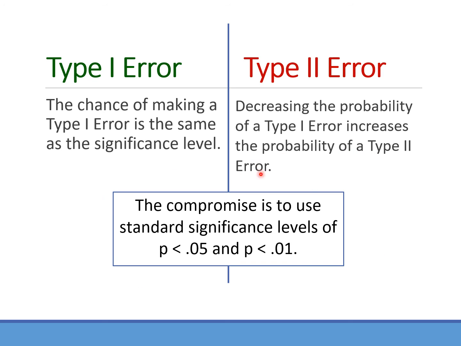And so there's a compromise that we make, and that's what I was talking about earlier, where we use a standard significance level of either P less than 0.05 or 5%, and P less than 0.01 or 1%. I do still see sometimes that people will use P less than 0.001, but it's not common. These are the common significance levels that you'll see people use, especially when they are setting their cutoff scores.